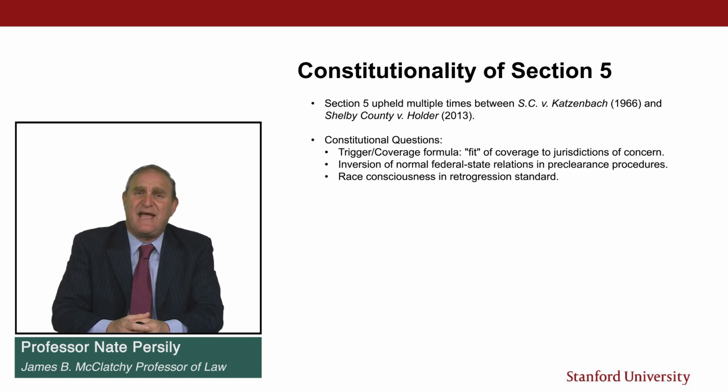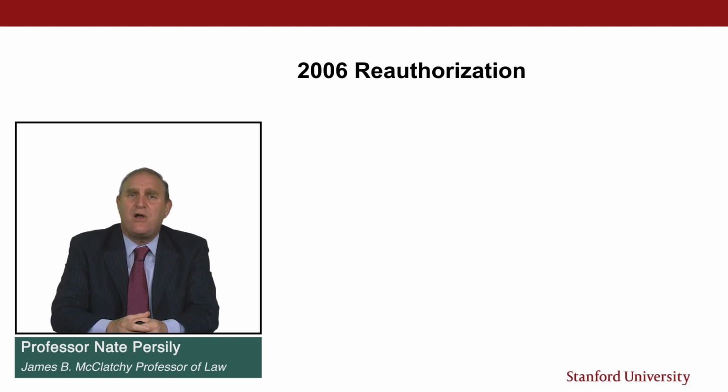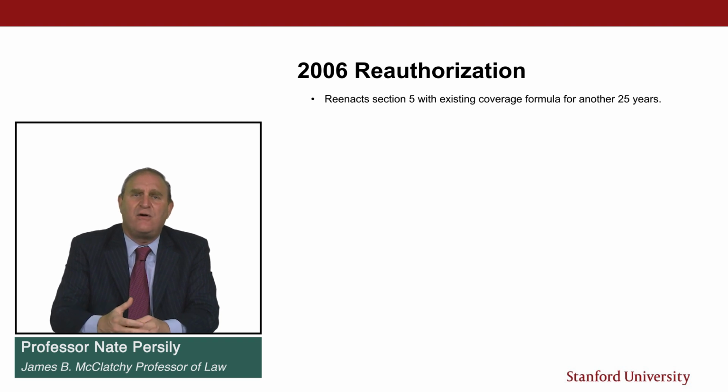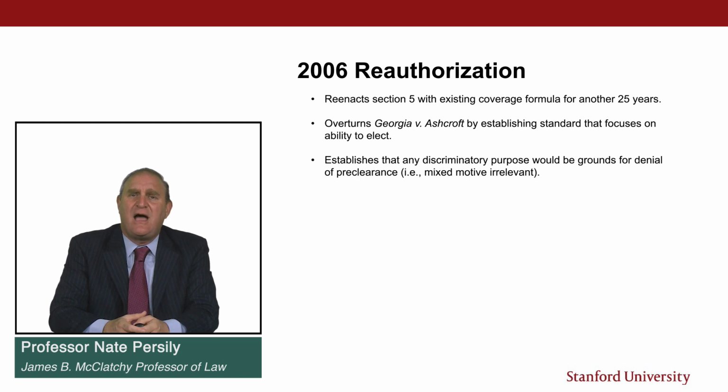In 2006, the Congress reauthorized the coverage formula that had existed for the previous 25 years or so. And it overturned Georgia versus Ashcroft to establish the standard that focused on ability to elect. But the key issue in Shelby County versus Holder was whether the coverage formula that had existed since the 1960s could still be upheld by the Supreme Court in 2006.